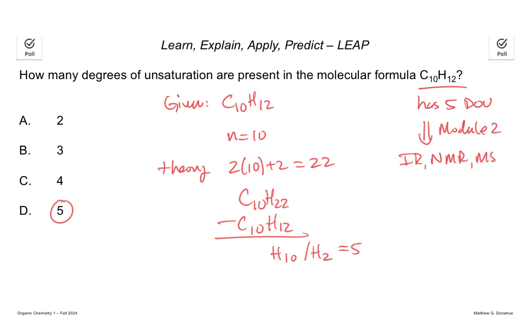We'll ultimately provide more data for doing this through IR, NMR, and mass spec, where, of all the possibilities it could be, given this data, what is it?